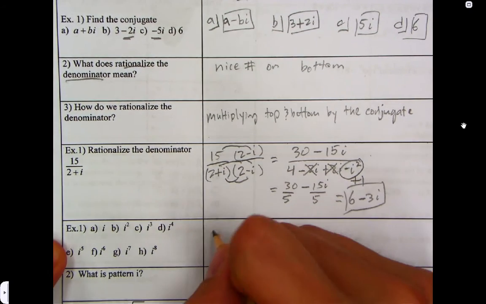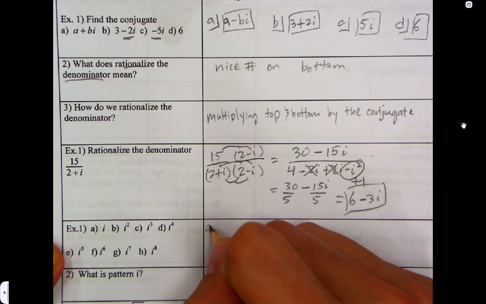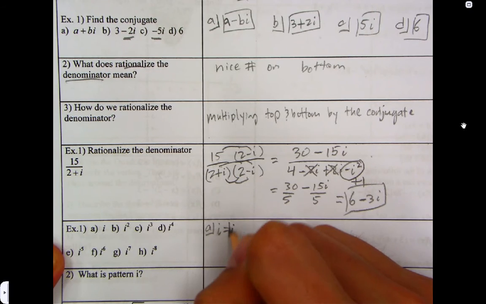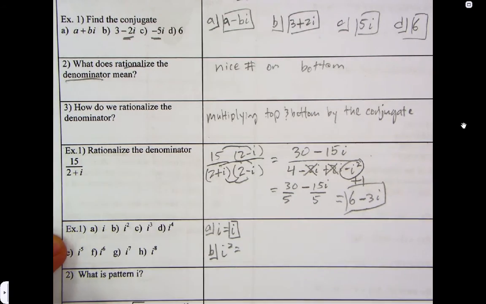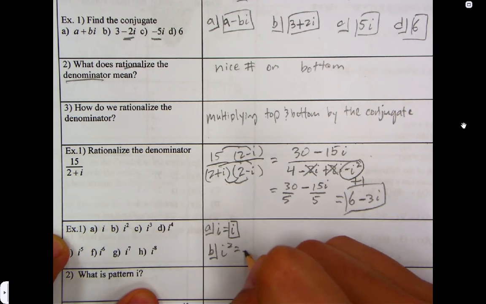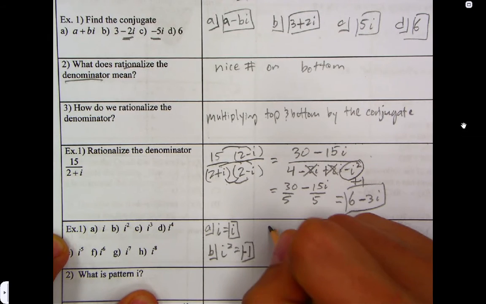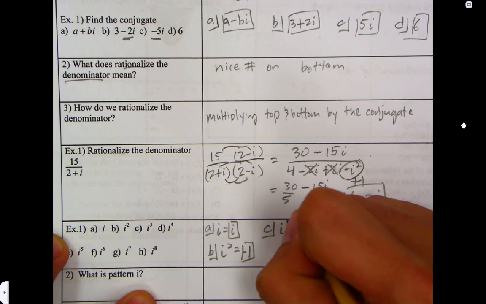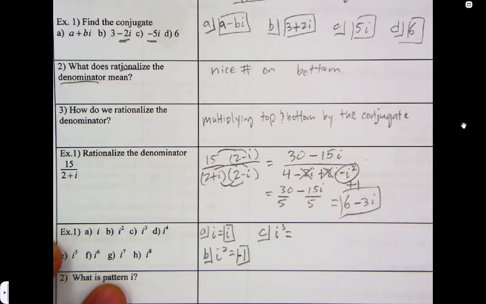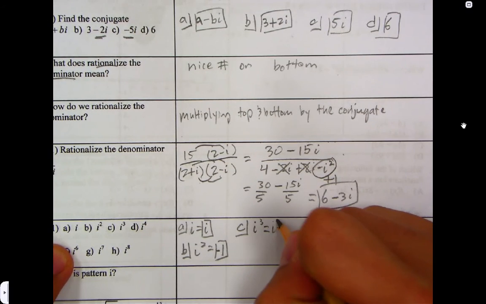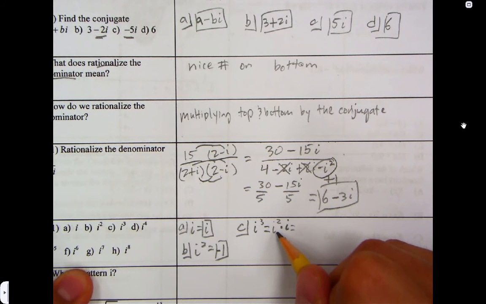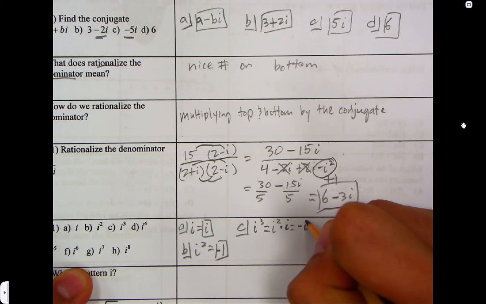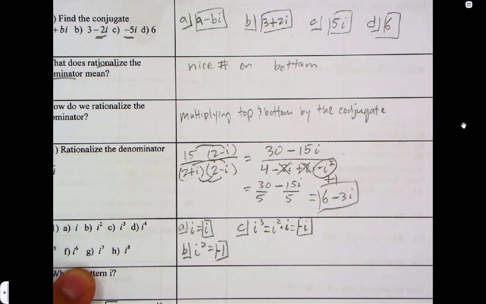Example 2a, i is equal to i. B, i squared. We all know i squared by definition is equal to negative 1. C, i to the third. Well, i to the third is i squared times i. Well, i squared is negative 1. Negative 1 times i is negative i. Alright, i to the third is negative i.